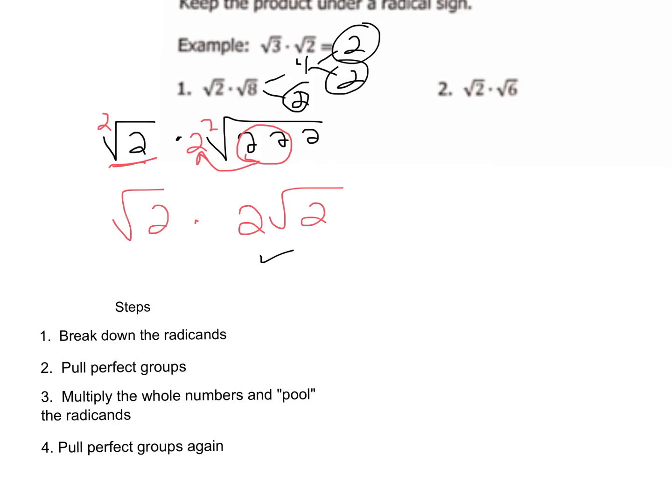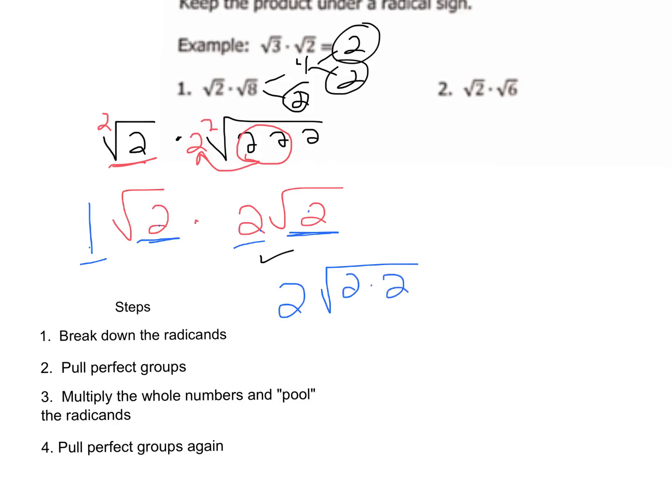Okay, so then our next step is we're going to pool the radicals together. Now realize we're going to multiply whole numbers with whole numbers just like we normally would. So 1 times 2 is 2. And then we're going to pool the radicals. So again, I've got 2 2's here, so 2 and 2.